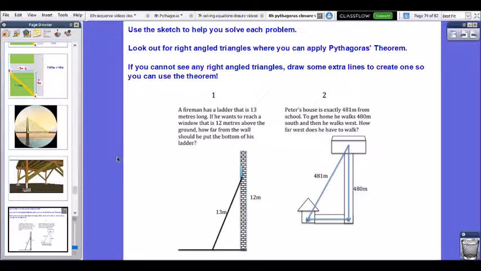On Google Classroom, on the post where you found this video, you'll find an attachment. I want you to download that, please. It's got lots of questions where you need to convert the sentences and sketches into Pythagoras' theorem and solve the problems. All right. As a tip, just look out for any right angle triangles, because right angle triangles is your clue to apply Pythagoras' theorem. And in some of those questions, there might not be any right angle triangles in the sketches yet. If you don't see a right angle triangle in the sketch, you might want to think about drawing some extra lines so you can see a right angle triangle, and that way you can use Pythagoras' theorem.